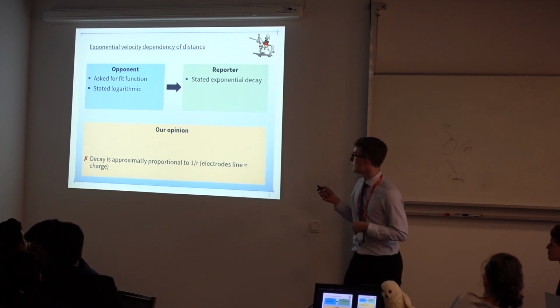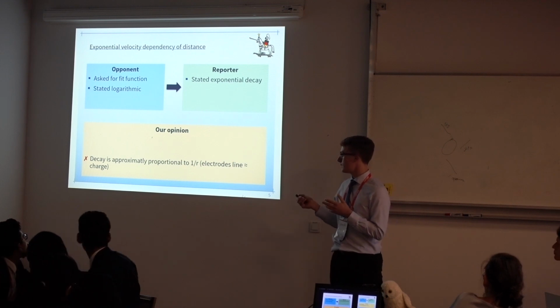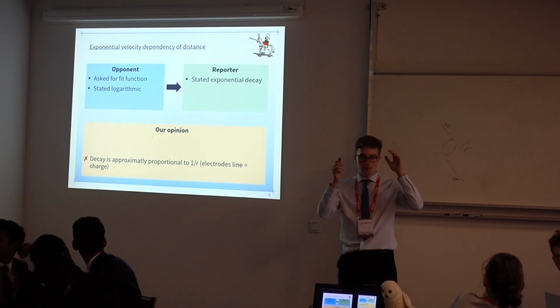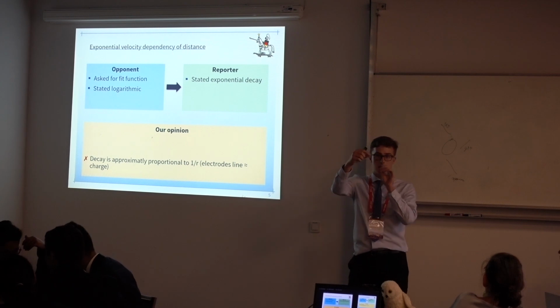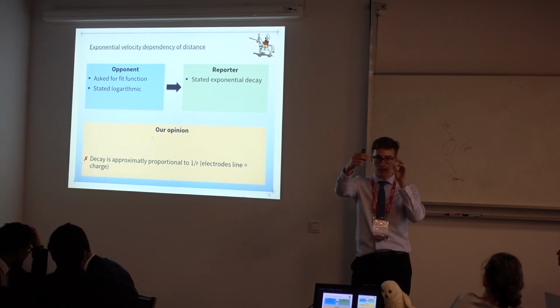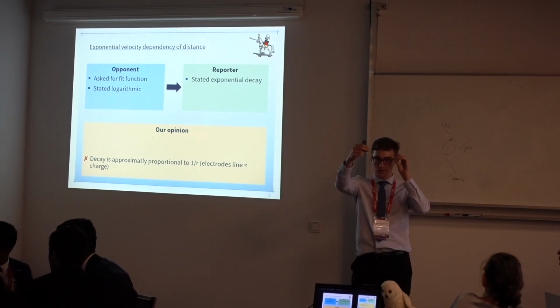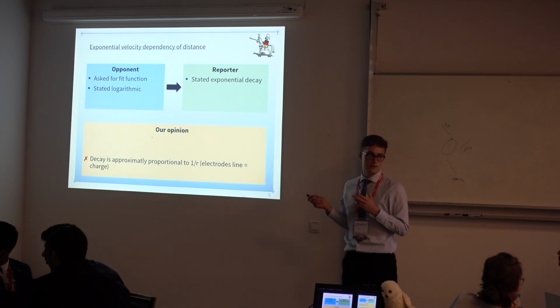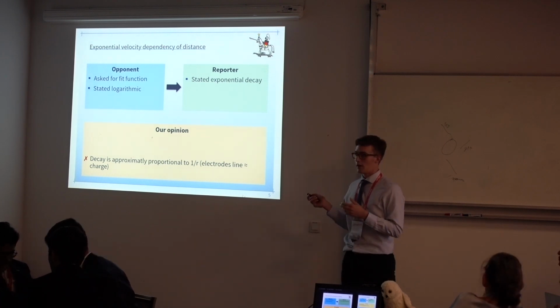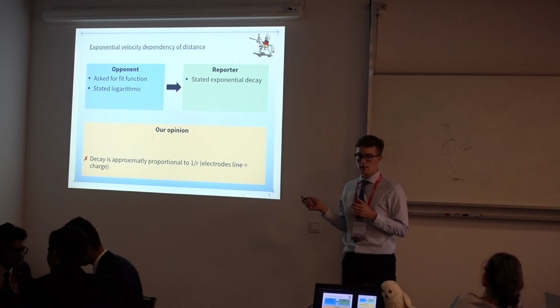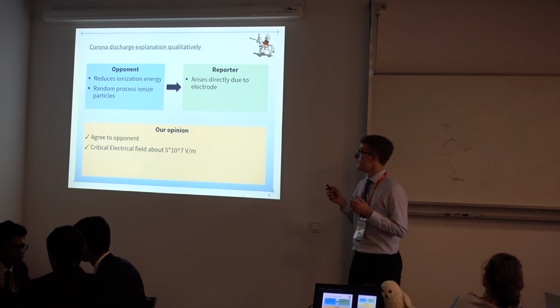But in my opinion, it is approximately proportional to 1 by R, since we have approximately a line charge in the electrode, and therefore the electric field decreases proportional to 1 by R, and such the torque decreases as 1 by R. And therefore I think both the exponential and the logarithmic trend are wrong.